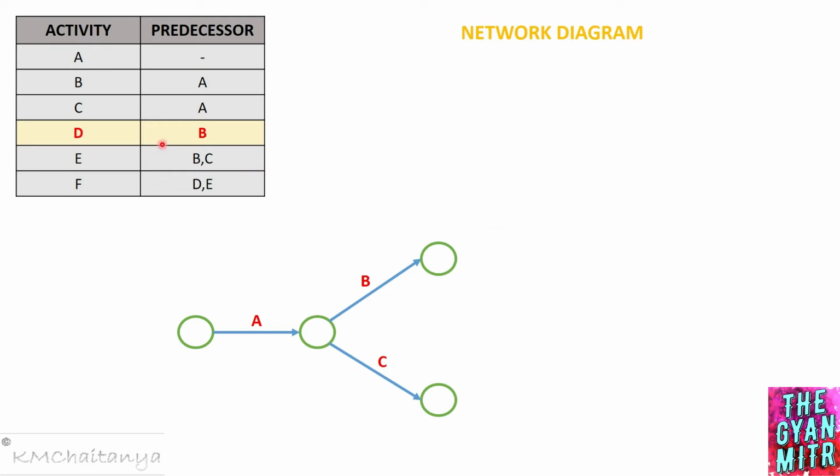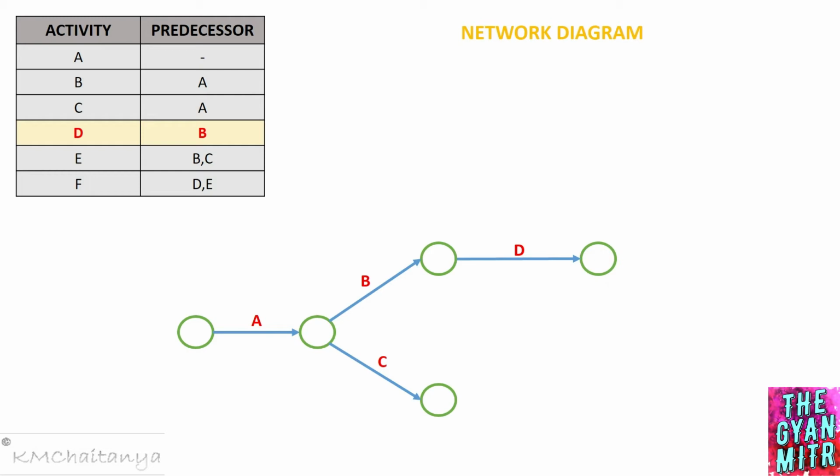We'll move on to the next activity, which would be activity D. In order to start activity D, activity B should be completed. So that is the predecessor, which is activity B. So this is not at all a difficult task. After the completion of activity B, at this event or node, we will have our activity D. Once activity D has been drawn, we are going to close it using a node.